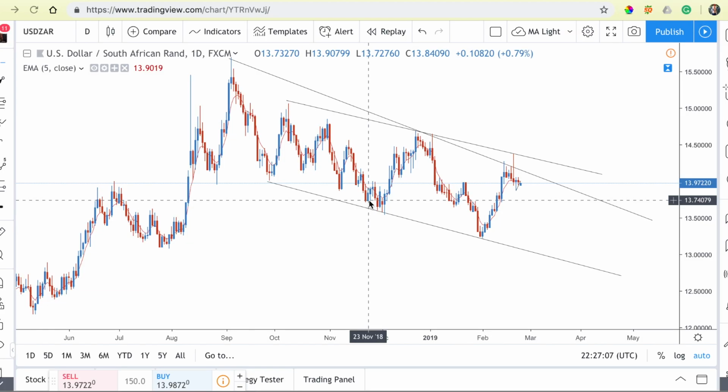USD/ZAR, the final pair we're covering. You can see on the daily time frame we're now trading at a resistance level, a nice bearish flag at the moment. Obviously, we had an impulse move to the upside. We've got a lot of rejection candles. This is the new spike last week.